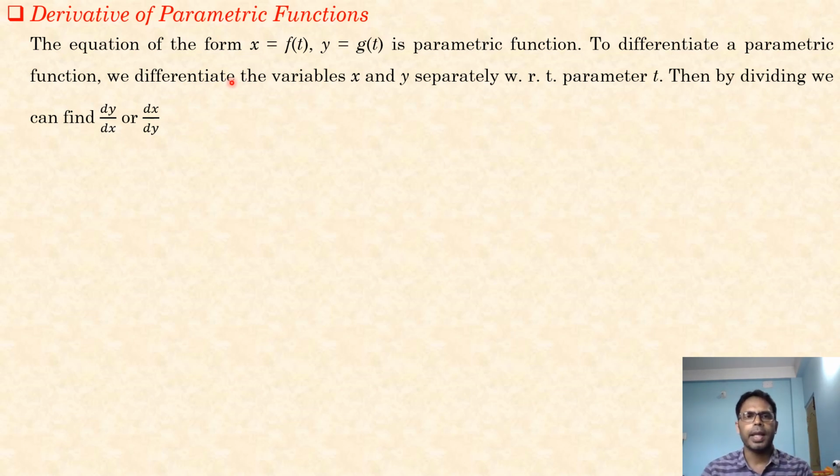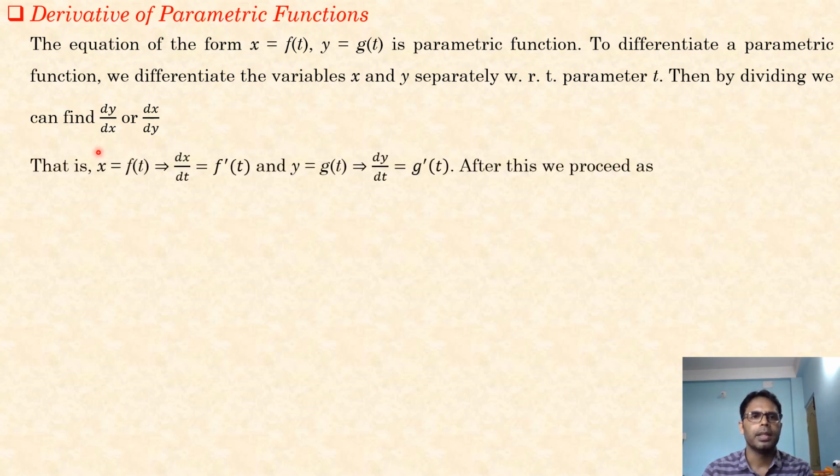So that means x differentiation with respect to t, that is dx/dt, you are to find here. This is x is equal to f(t), so dx/dt will be equal to f function, so it is represented by f'(t). This may be any function, but in terms of t. And similarly y is equal to g(t), and so dy/dt will be equal to g'(t). Here also g(t), this may be any function in terms of t. So after finding dx/dt and dy/dt, now we are to proceed in the following ways.